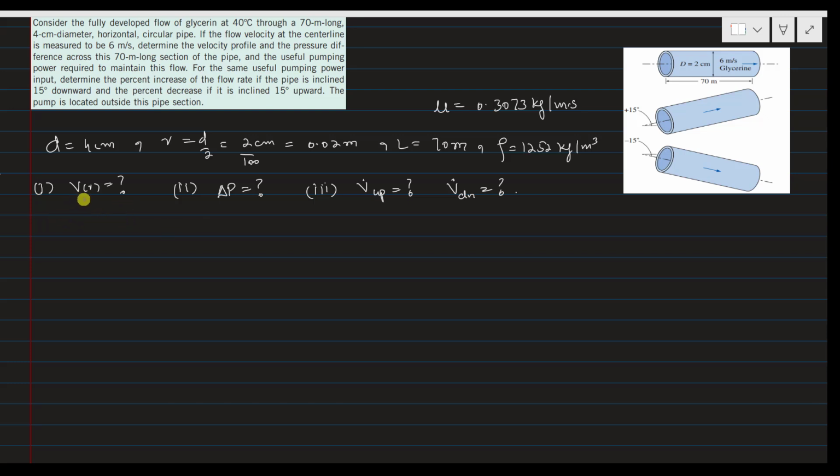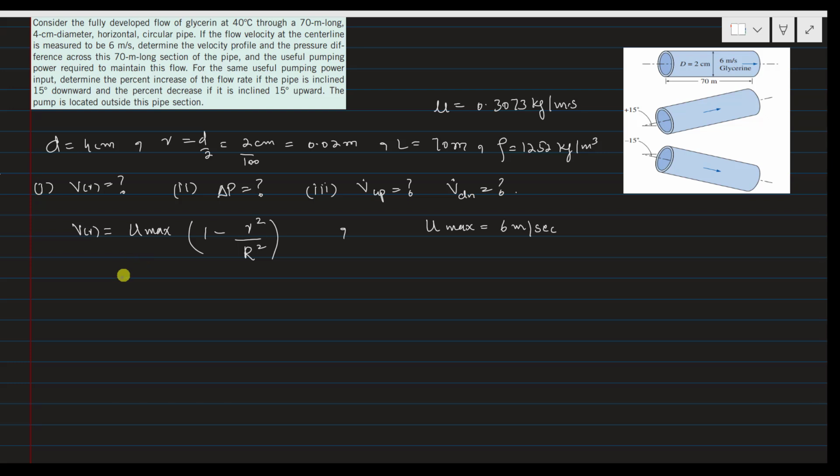First you need to find the velocity profile. The velocity profile is very easy. So V(r) is equal to U max times (1 minus r square divided by R square). What is U max? U max is the maximum velocity at the center line of the pipe, and it is given, that is 6 meters per second.